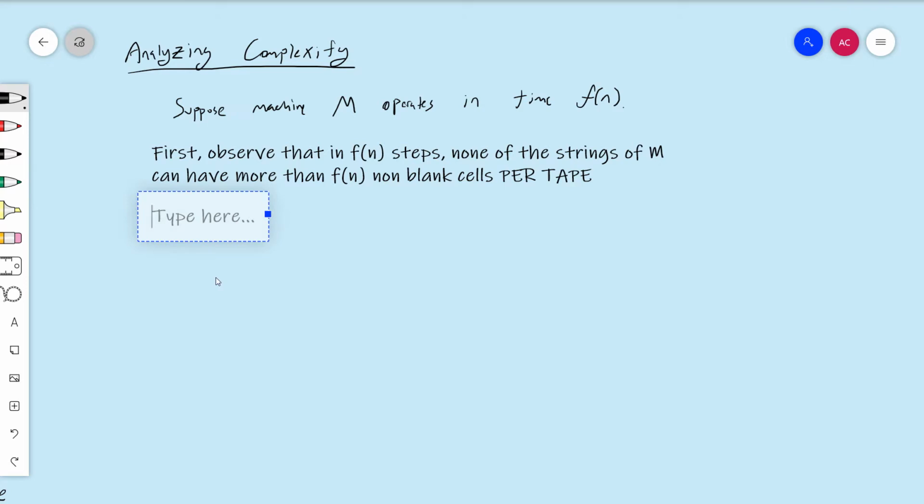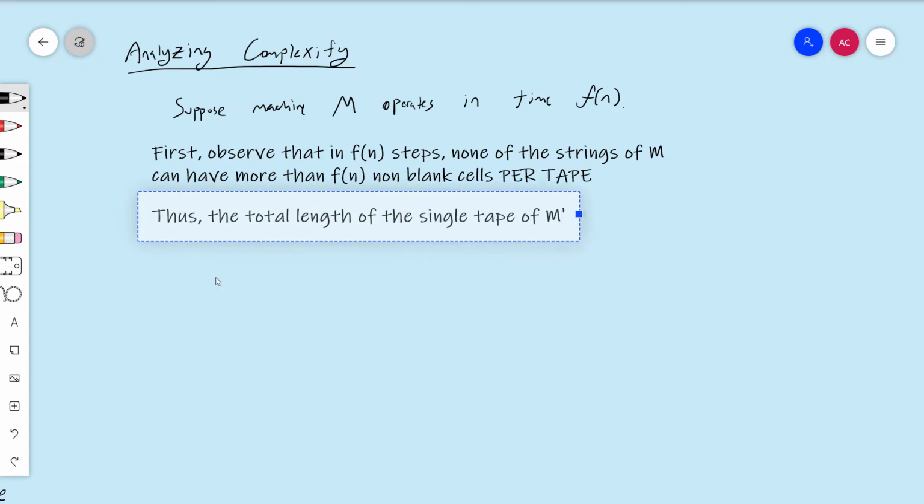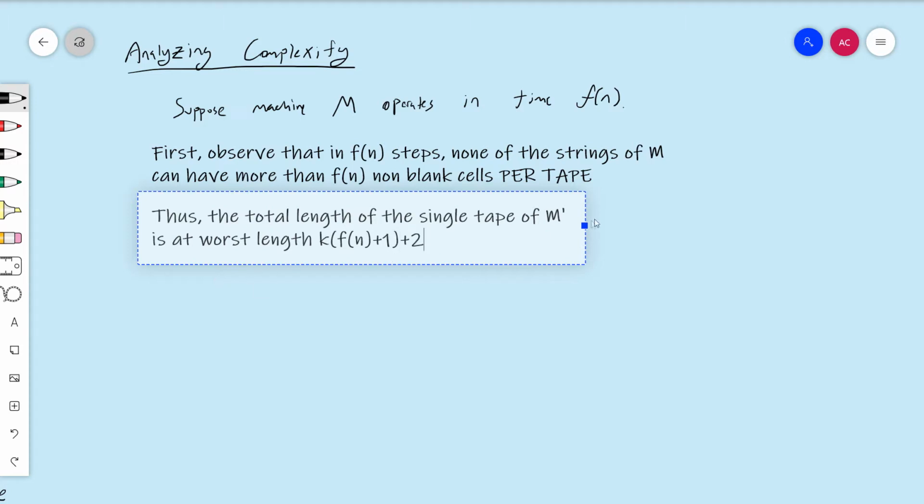And so thus, the total length of M prime, the single tape of M prime, the simulating machine, is at worst length k times f of n plus 1 plus 2. So if you think about that, right?